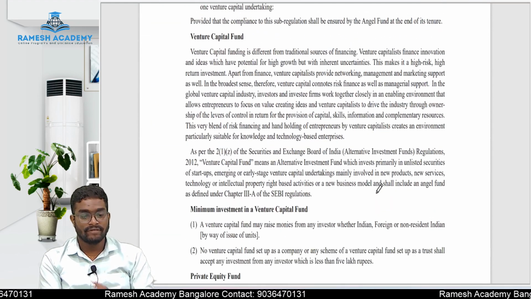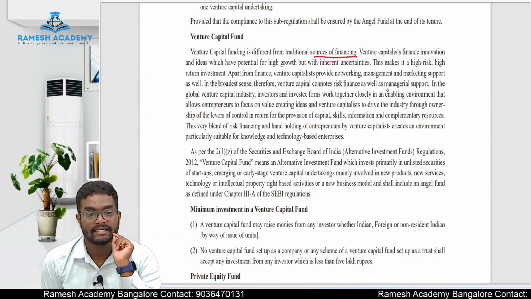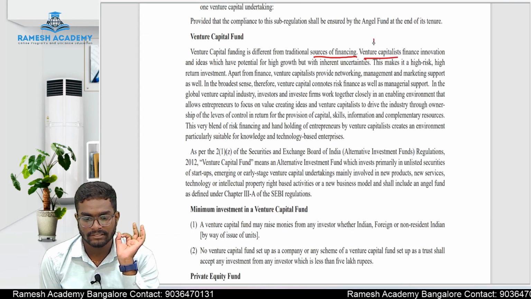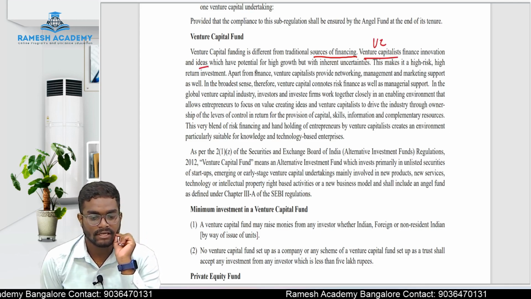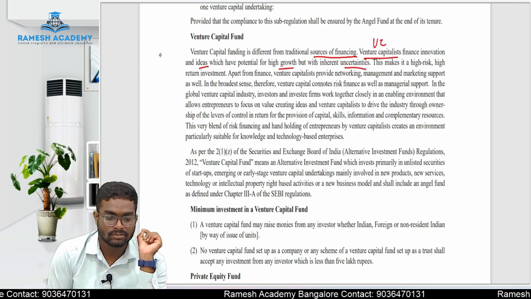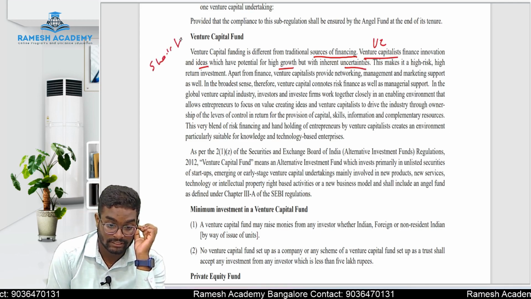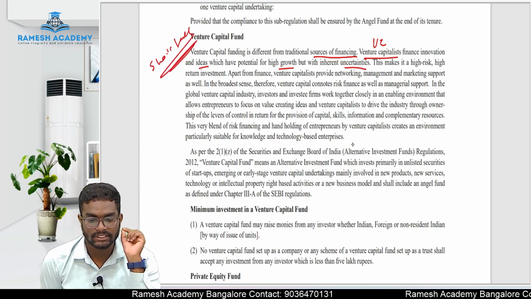Next we will see the venture capital fund. Venture capital funding is different from traditional sources of financing. Venture capitalists, normally known as VCs, finance innovation and ideas which have the potential for high growth but with inherent uncertainties. The best example for this is Shark Tank. Those 5 people are known as VCs.